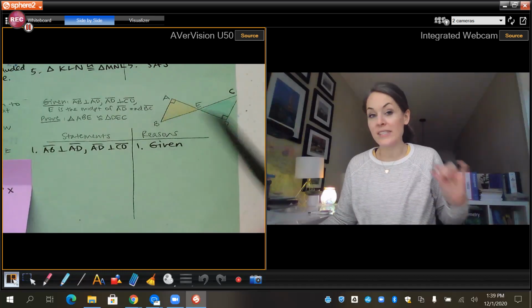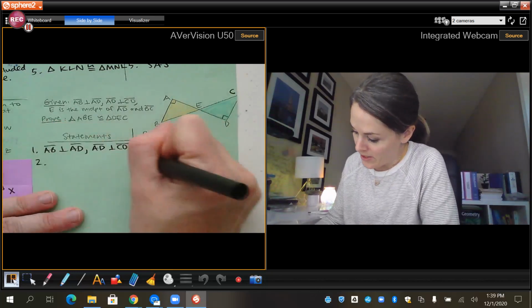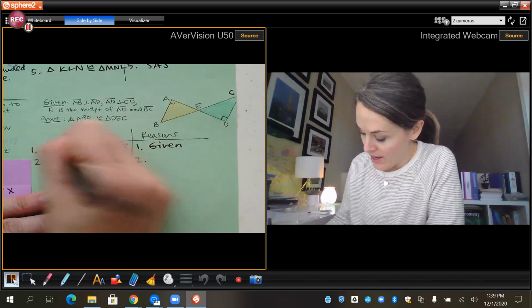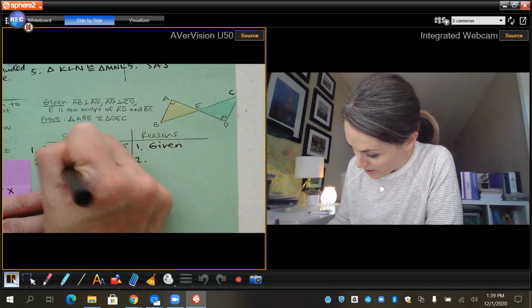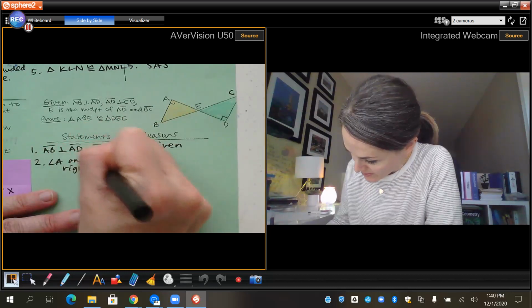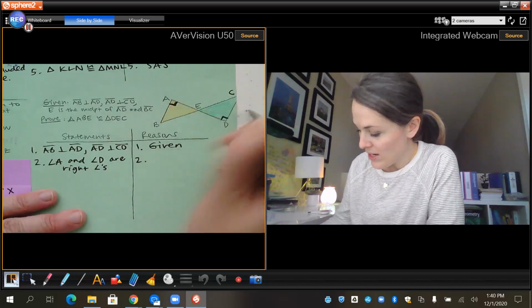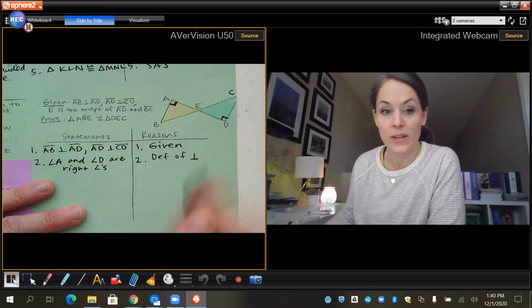So I'm going to state which angles are right, and I actually already put them in my picture. So here, step 2, I'm going to just say angle A and angle D are right angles. Okay, so here angle A and angle D are right, and I know that by definition of perpendicular.